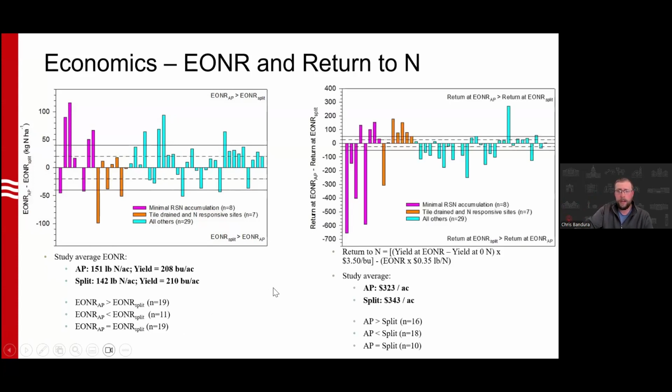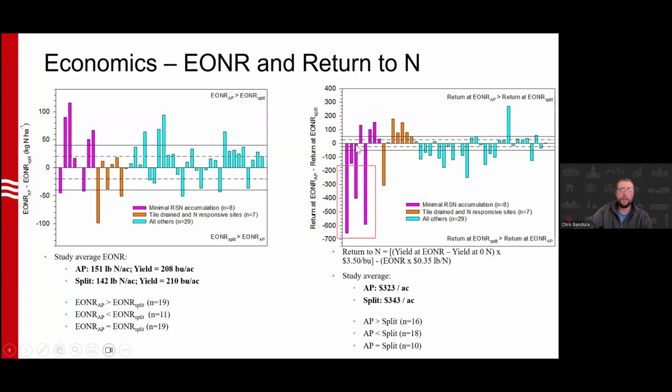Looking at return to N, to cut to the chase here, the study average was $323 per acre for at plant and $343 for split. Now, this is not considering the additional application costs of making that second application for the split, so keep that in mind. But I do want to highlight these sites that had a lot of nitrogen loss from that early applied nitrogen. Again, this is showing us a huge economic advantage of those split applications.